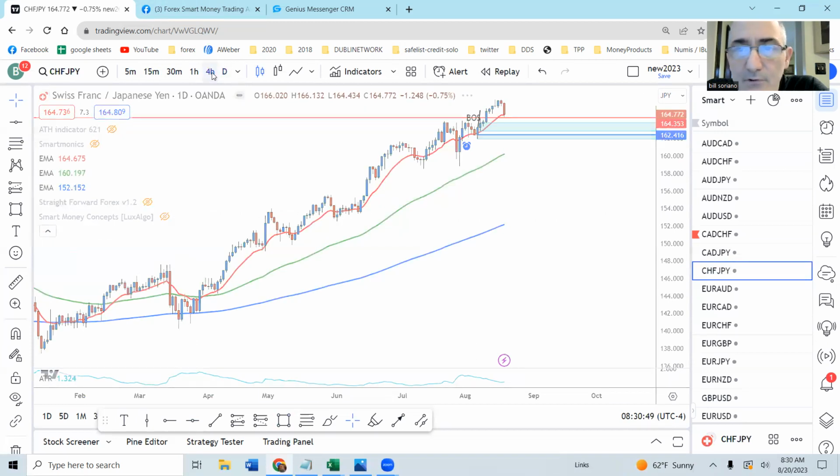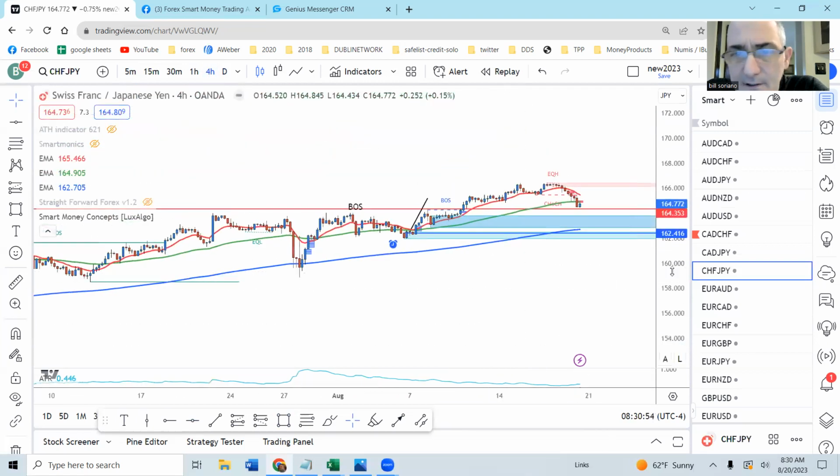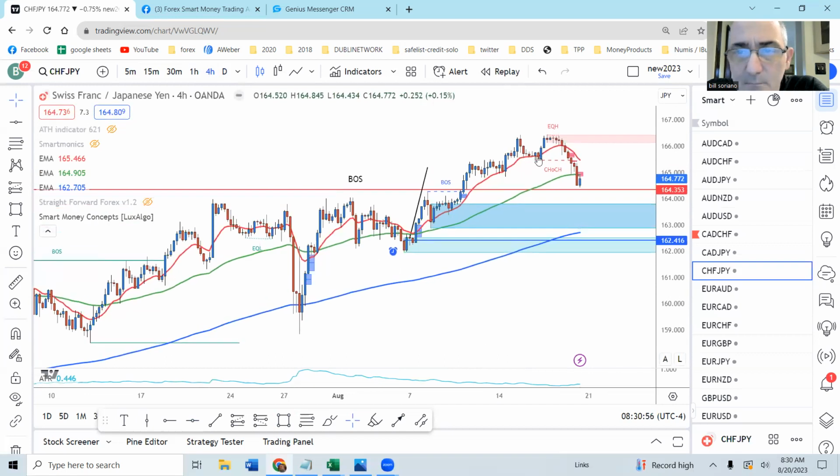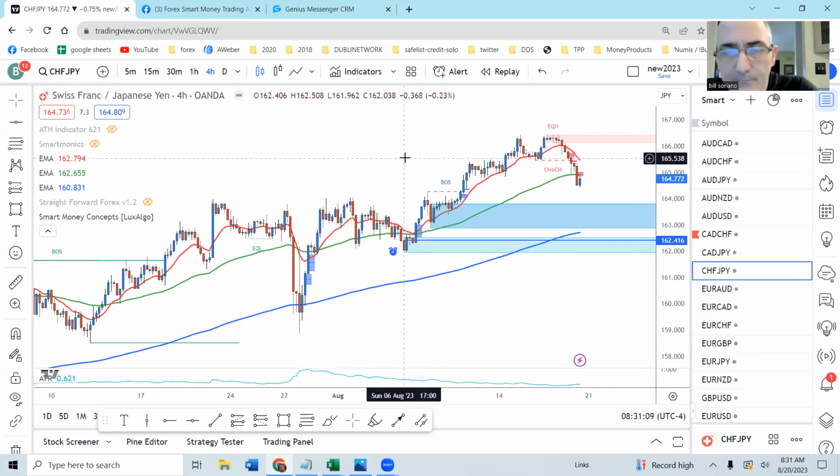We're bullish, very bullish on the daily. Let's see what's going on here. We did get a break of structure to the upside here, and again, that's what we were looking for. So just get rid of this stuff here.